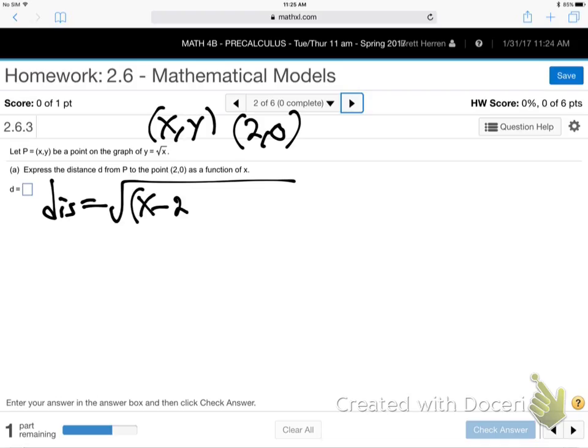So we plug in, like so. Good so far? And if you had the order reversed, it doesn't matter. Remember, the order doesn't matter. FOIL those out. You've got to FOIL those out.